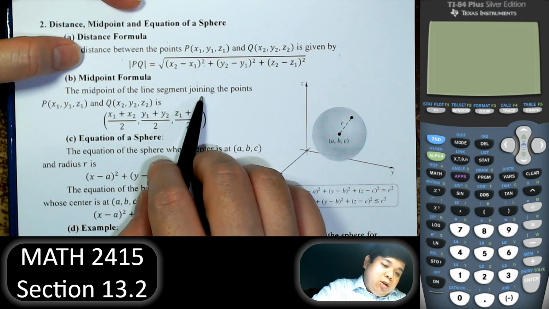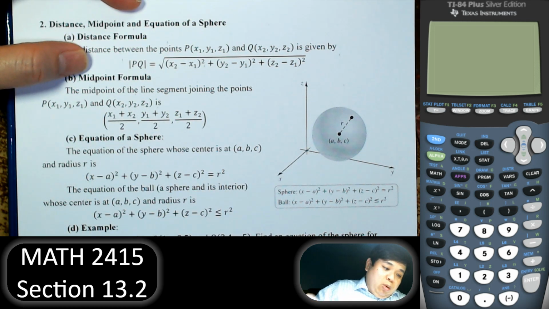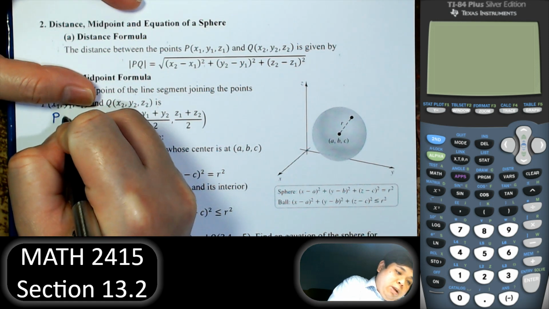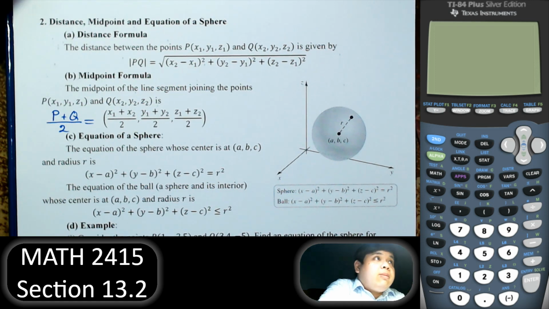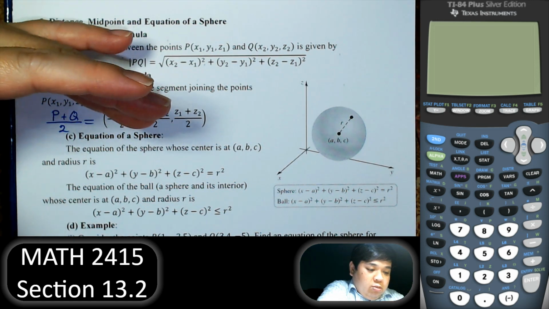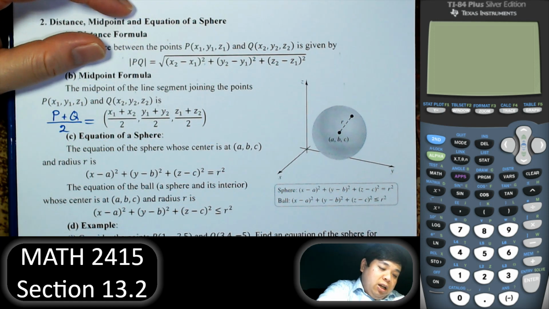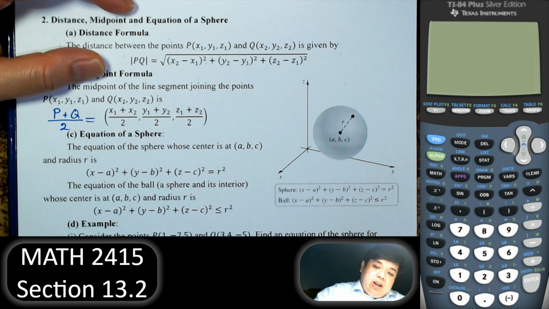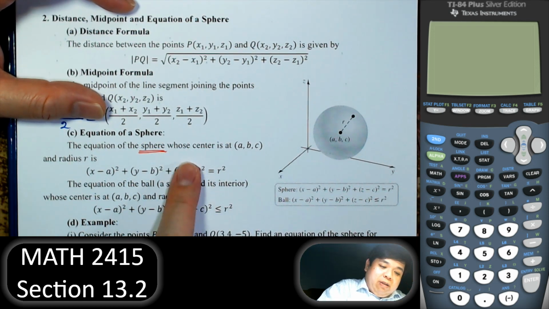The midpoint of the line segment drawn between the points P and Q is given by this. Pretty much, if we want to simplify, we can say just the point P plus the point Q divided by 2. So the average of the x-coordinate, y-coordinate, and z-coordinate of P and Q. That's pretty much it. Equation of a sphere. So this is a sphere. If we don't have the z component, that is the equation of a circle.